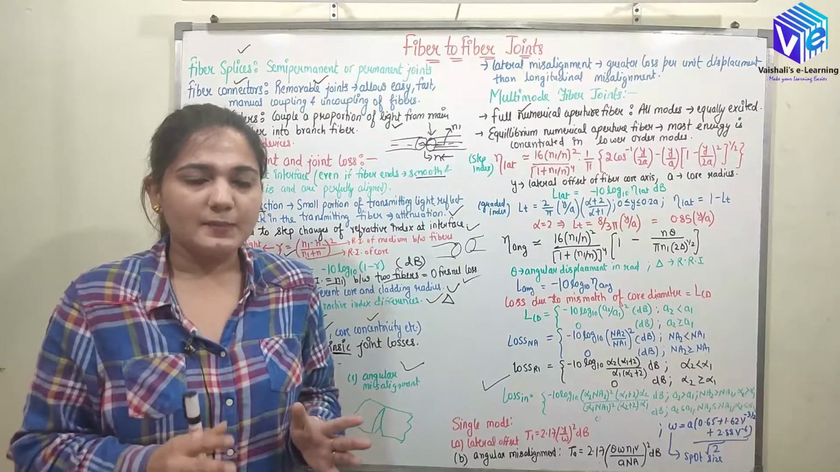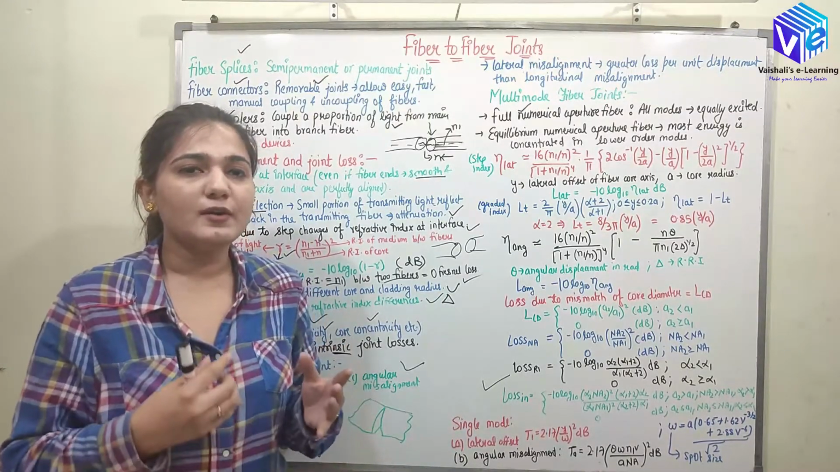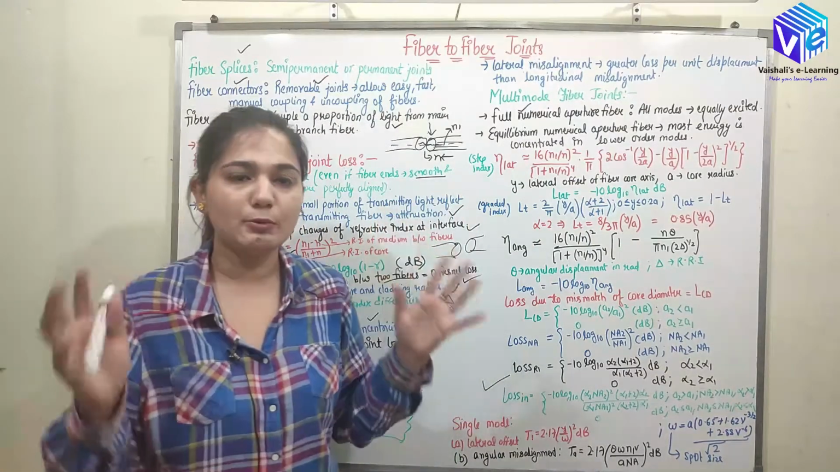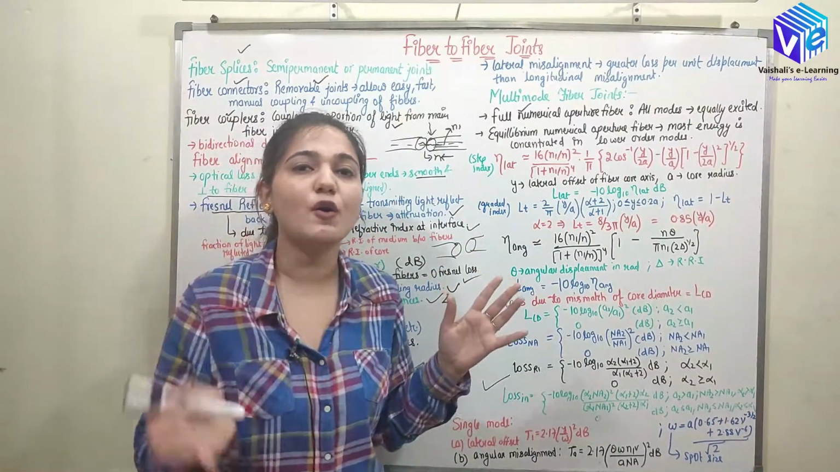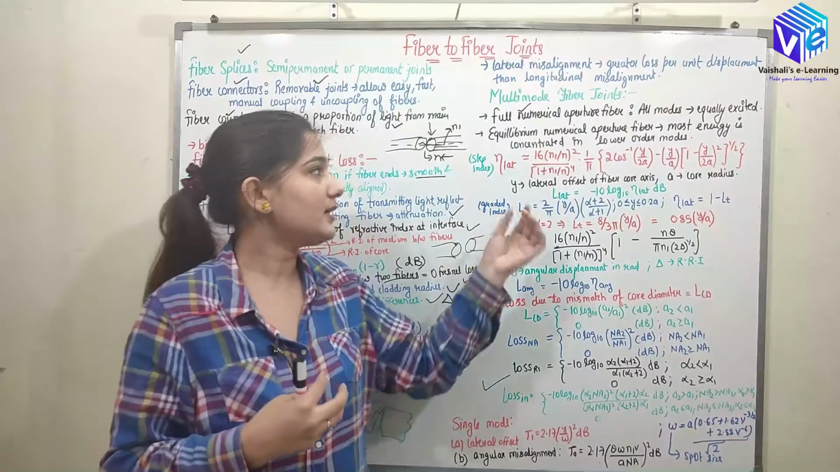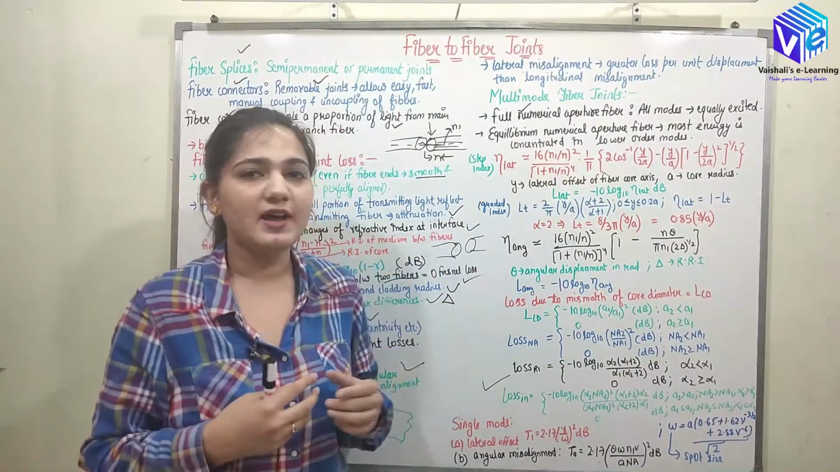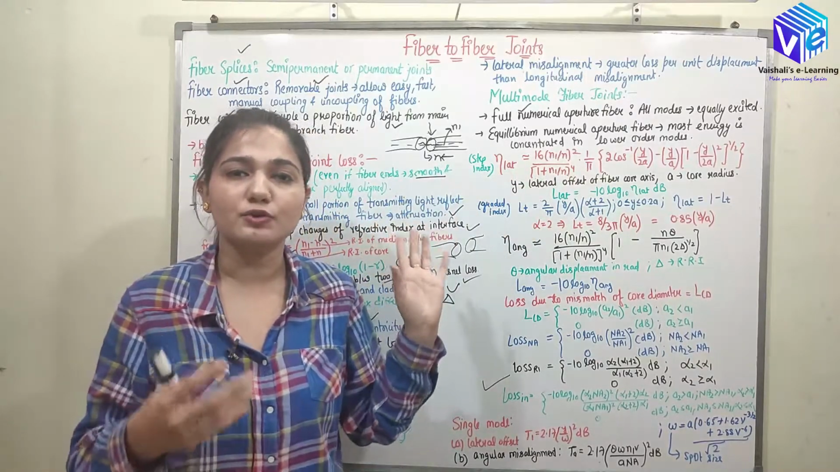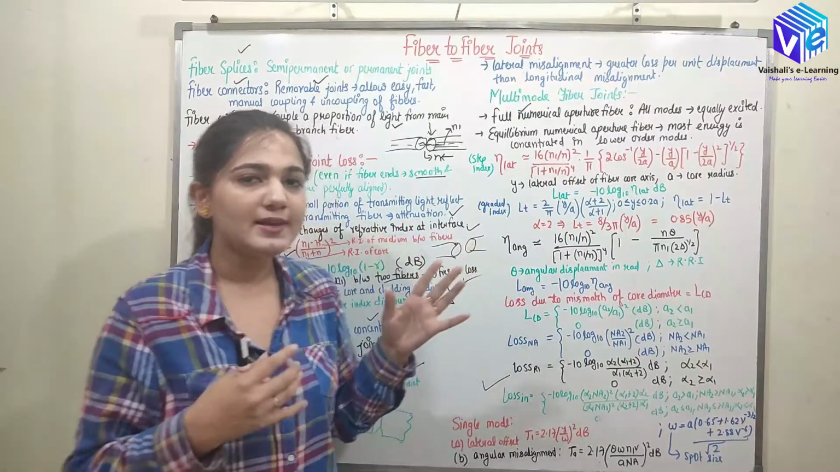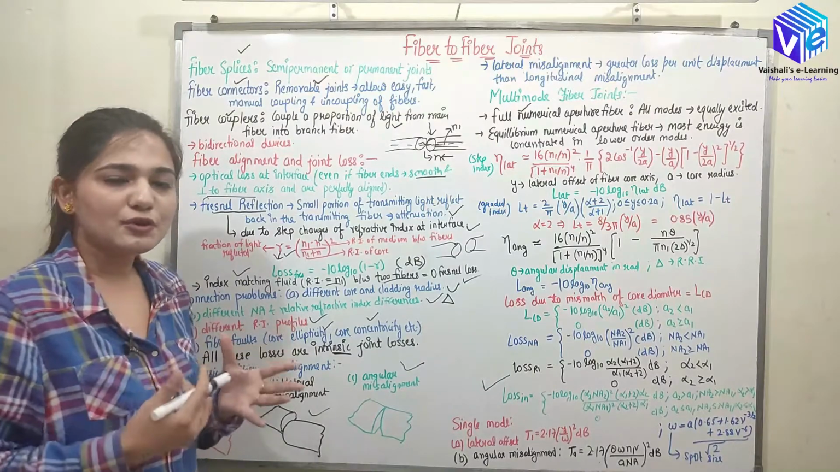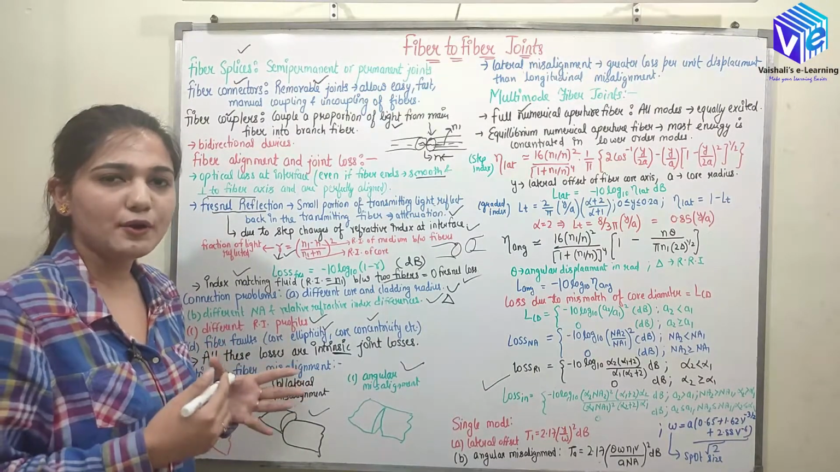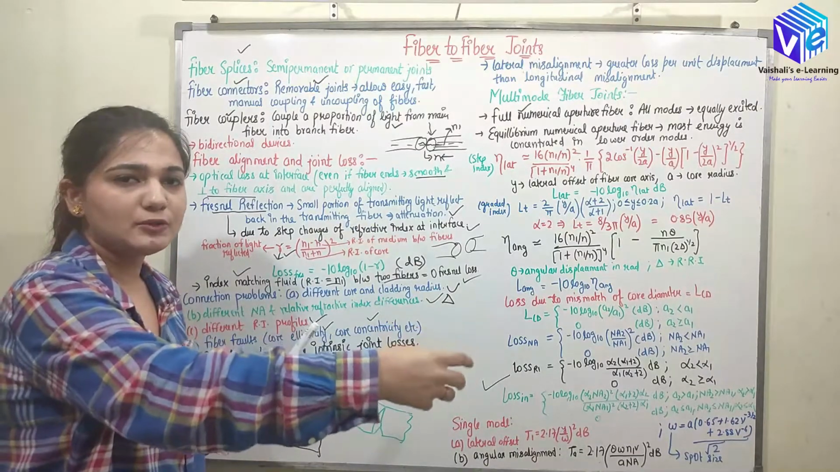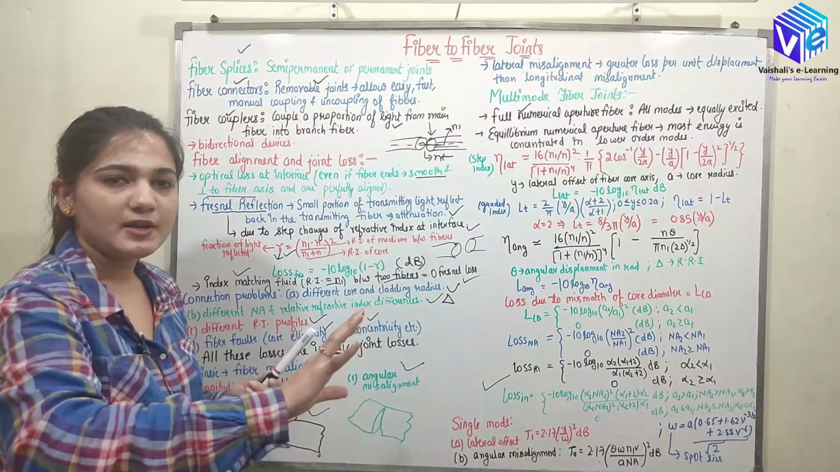In the full numerical aperture fiber, we consider all of the modes to have equal excitation, equal power, or equal energy transmitted with the help of all of the modes, right? But in the equilibrium numerical aperture fiber, I consider most energy is concentrated in the lower order modes only. So now when I consider that most of the energy is concentrated in the lower order modes, I just need to couple the lower order modes from the transmitting to the receiving optical fiber, right?